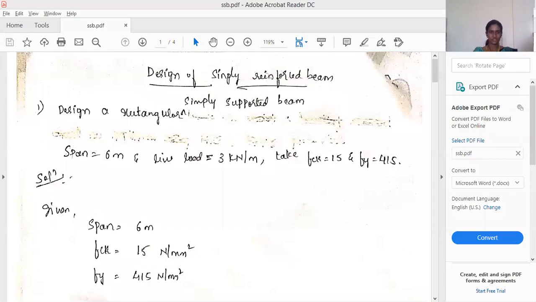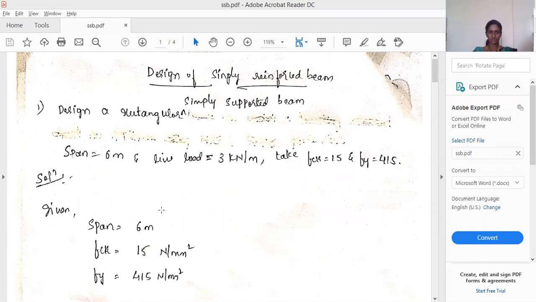Hi, today we will study design of simply supported beam using Excel. So here we have a problem of simply supported beam. Design a rectangular simply supported beam of span equals 6 meter and live load is 3 kilonewton per meter. Take FCK equals 50 and Fy equals 415. It is a given problem.